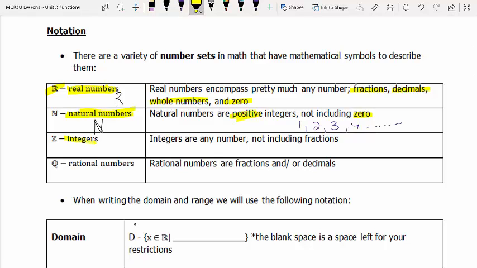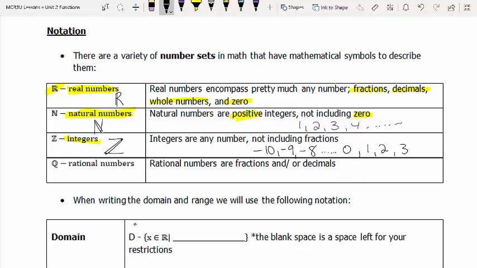Integers is our next group, and it's represented using a Z with an extra line. And integers are a group of numbers that represent any number as long as it's not a fraction. So any negative numbers, 0, positive numbers, just no fractions. So things like -10, -9, -8, zero in there, 1, 2, 3. So negative, positive whole numbers, and 0 are integers.